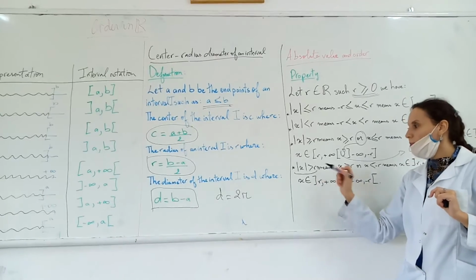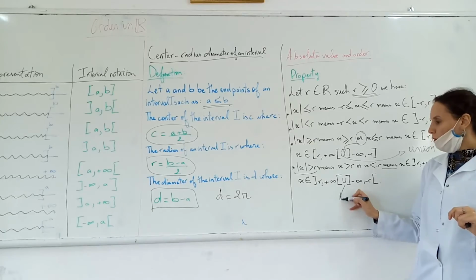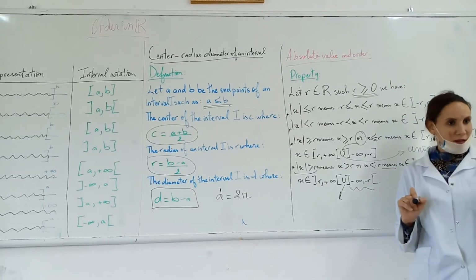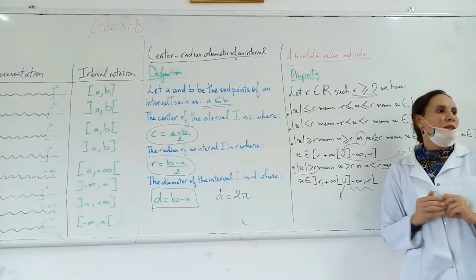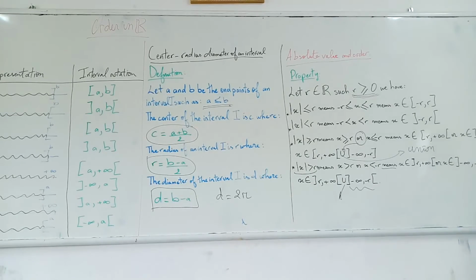If we have X strictly bigger than R, so you have X bigger than R or X strictly less than minus R. It's the same, but you have open interval in this case. Means X belongs to R plus infinity or X belongs to minus infinity minus R, which means X belongs to the union of both. You have the application in the next step. Take the course and you pass to application.